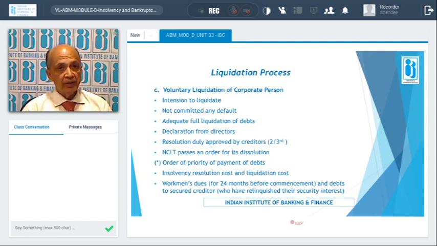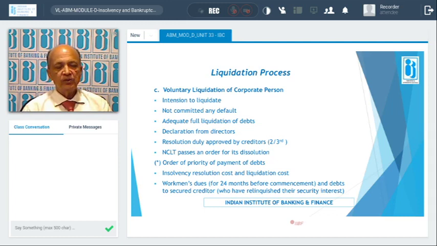There should not be any default. If anybody goes for this voluntary liquidation, there should be no default. If there is a default, they are not eligible for considering this voluntary liquidation. They must not have committed any default, and there must be adequate full liquidation of debts. Whatever debts are there will be taken care of from the assets available.